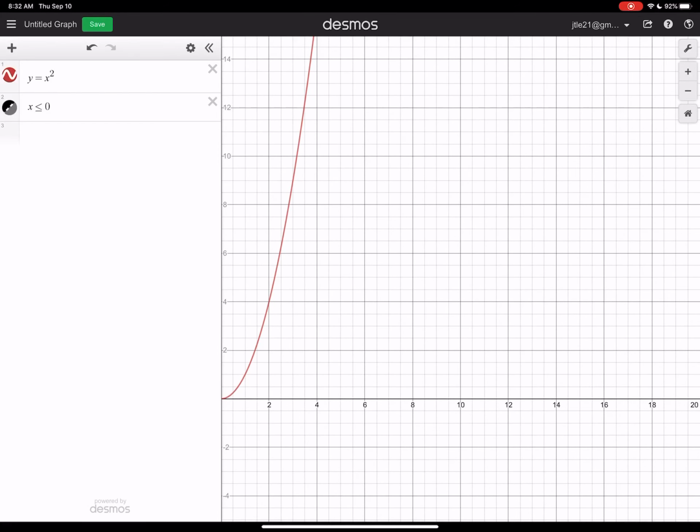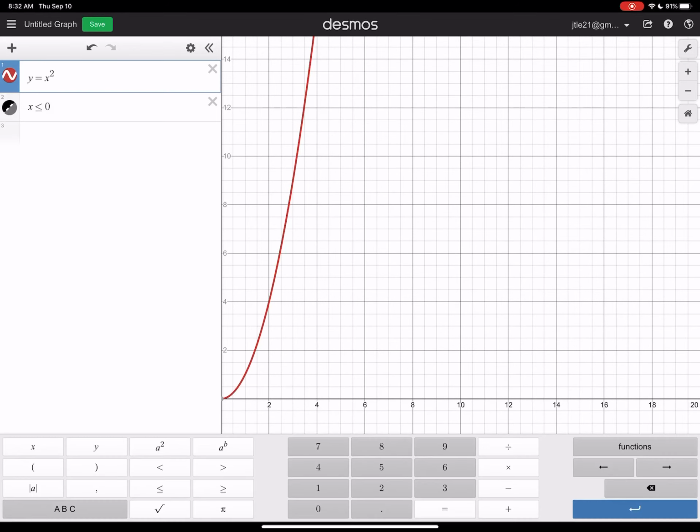Okay, so what if I were to just look at that? Would it pass the horizontal line test? And it would. So this concept here is called restricting the domain. If you purposely only focus on a certain domain, you will have a one-to-one function.